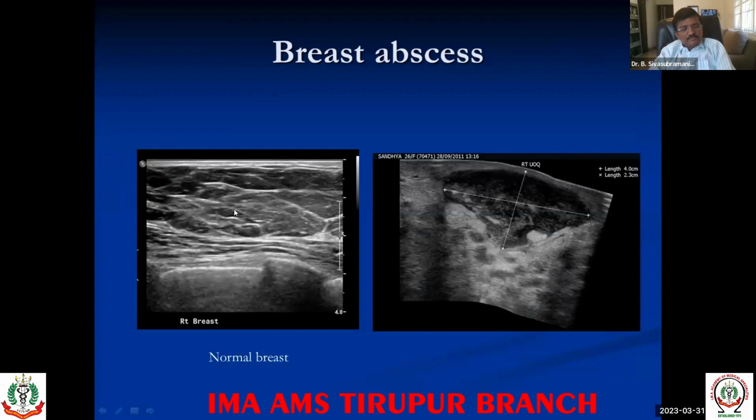This is a normal breast, where you see this pattern of echogenic and hypoechoic areas. This is a very normal pattern of the breast. Whereas on this side you can see a large abscess. An abscess will appear hypoechoic with a lot of small internal echoes. And when you press the ultrasound probe, it will move. This is very classical of a breast abscess.